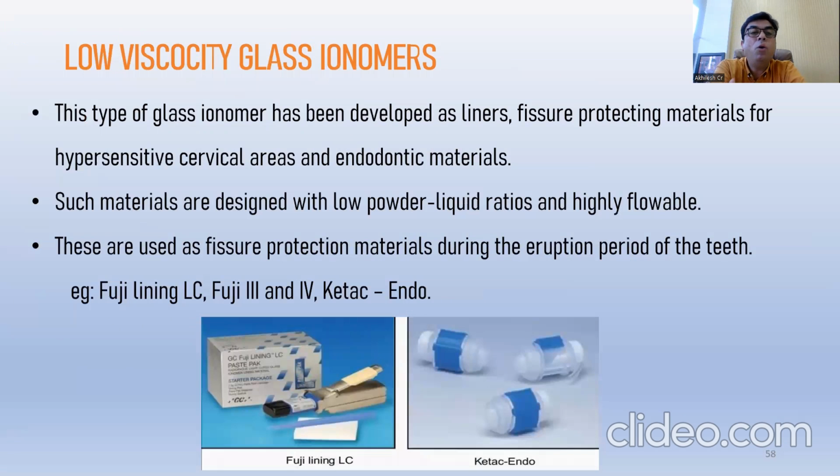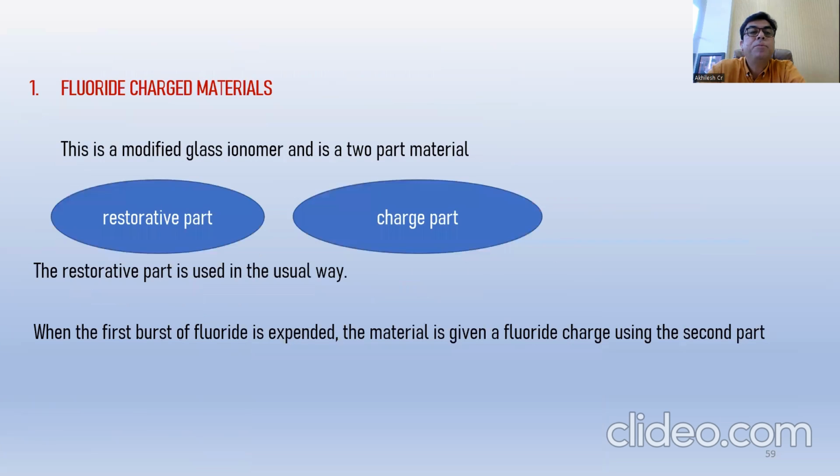Now, low viscosity glass ionomer. This type of glass ionomer has been developed as liners, fissure protecting materials for hypersensitive cervical areas, and endodontic materials. Such materials are designed with low powder liquid ratios and are highly flowable. These are used as fissure protection materials during the eruption period of the tooth, for example Fuji Lining LC, Fuji 3, Ketac Endo, etc.